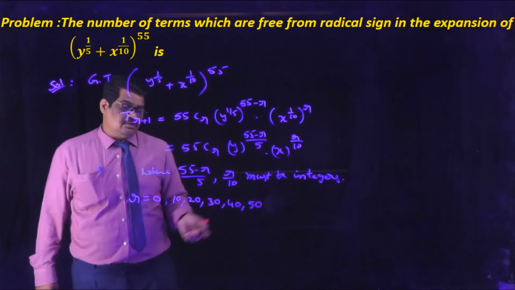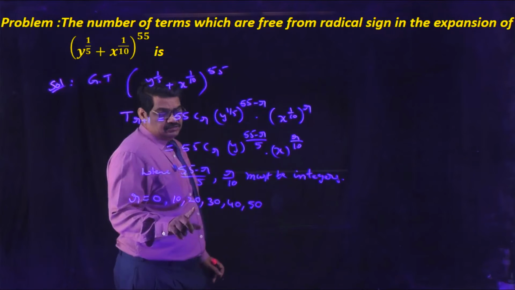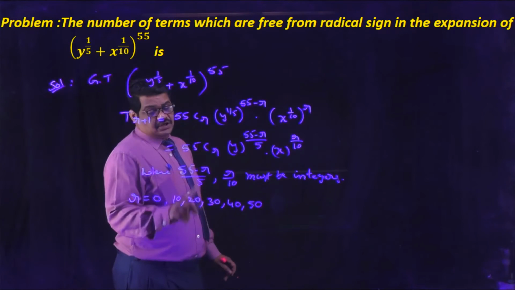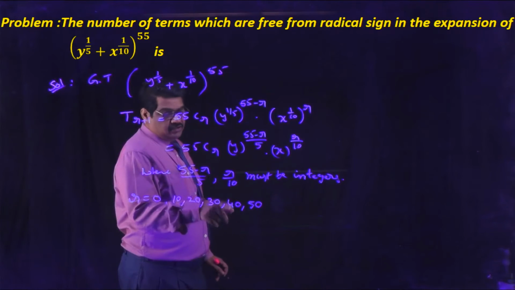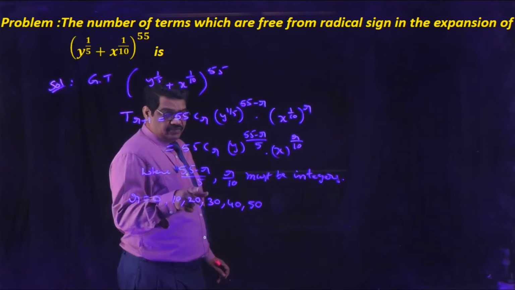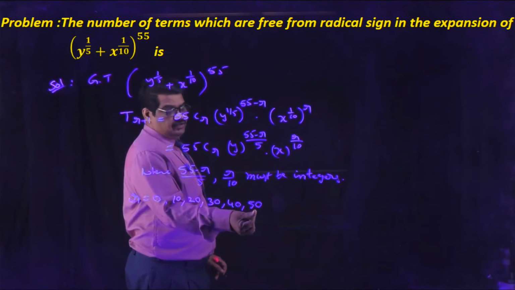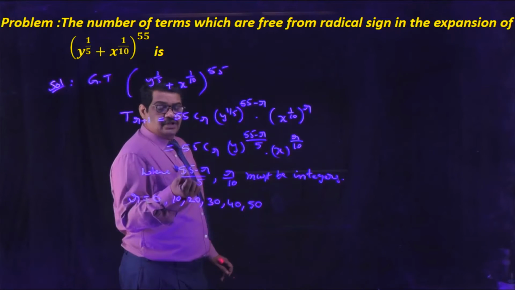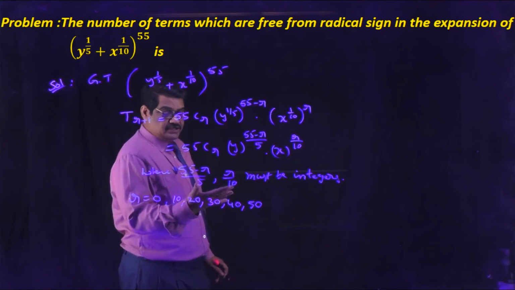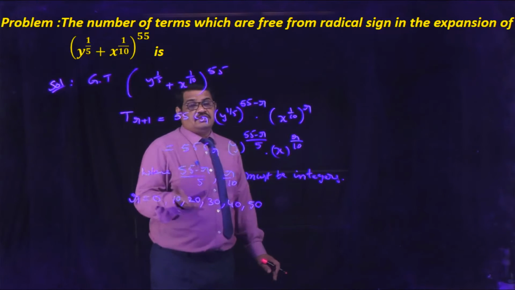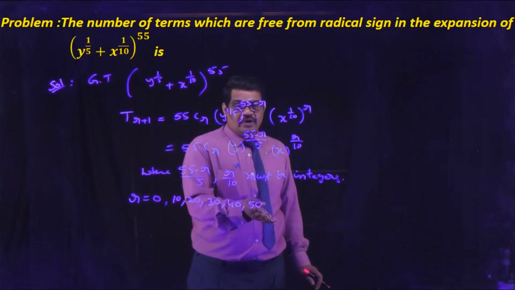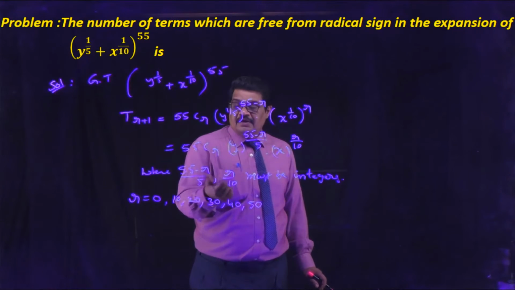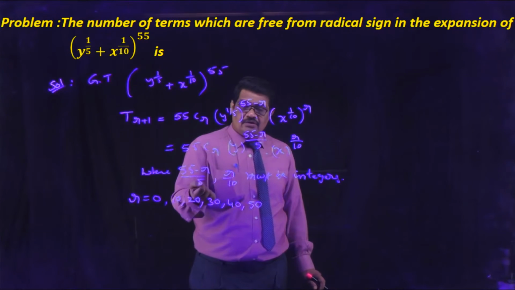These are all the values we have taken. Then for 30, it is 25 by 5, which is divisible, and for 40, it is 15 by 5, which is also divisible. For 50, we take 55 minus 50, 5 by 5, which is also divisible. So these are the values we have taken. After that, no value is divisible by 10 and 5.